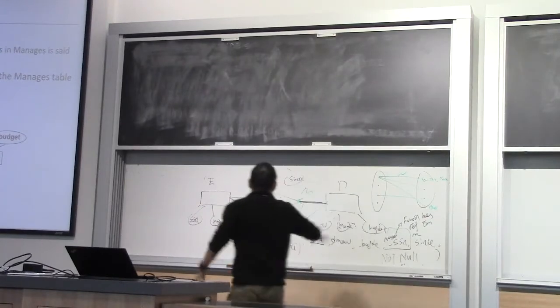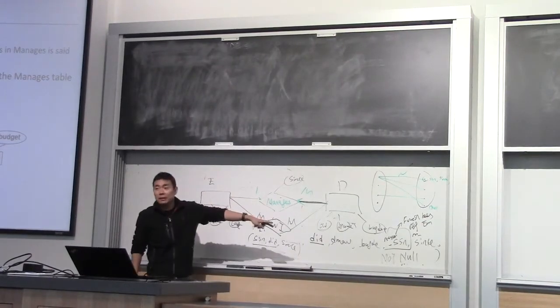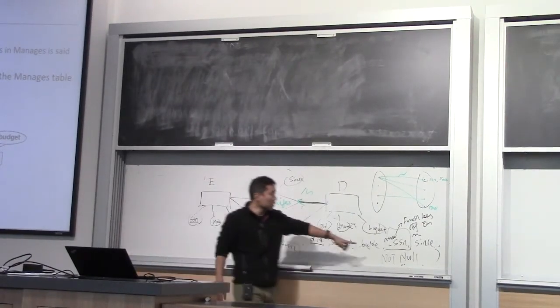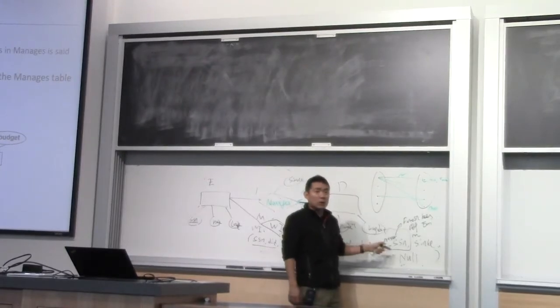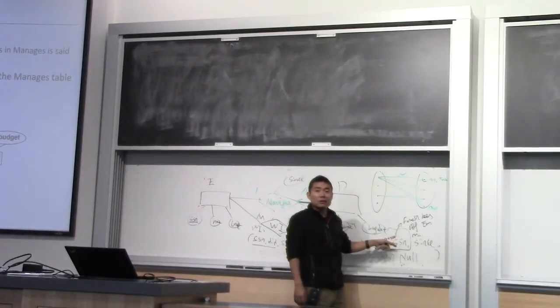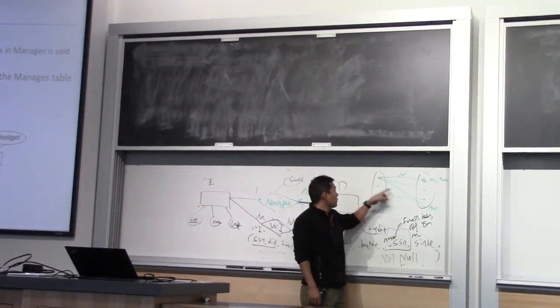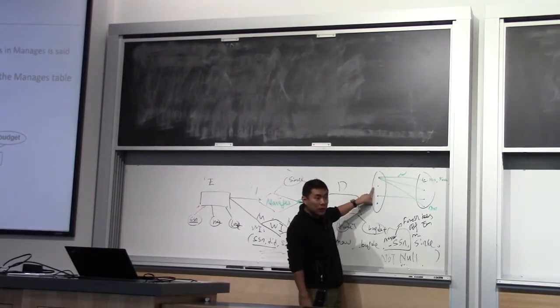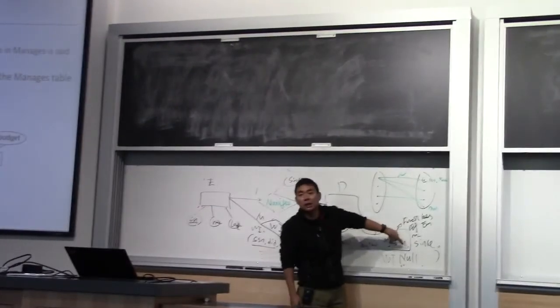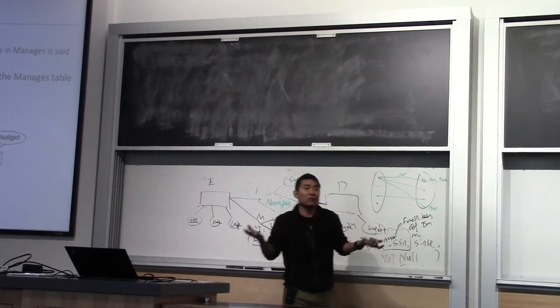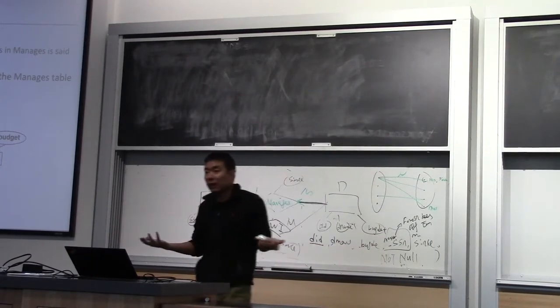But note that this says nothing about whether somebody needs to be a manager. Because this only says, for a department record, the manager SSN value must be not null. But it says nothing about whether an employee SSN value must show up as a manager SSN. It actually says nothing about that. So it's fine.